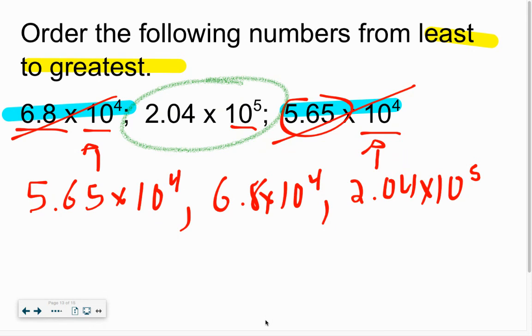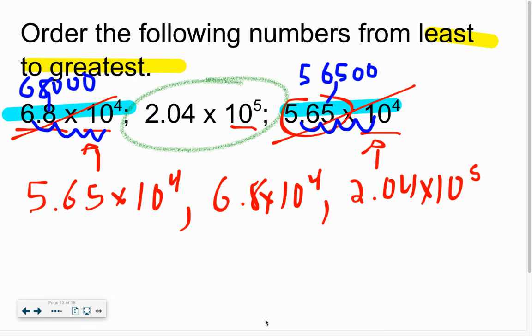That is one way to solve it. If you'd like to, you can write all those numbers in standard form. So we could have switched this and moved it 1, 2, 3, 4 times so that number would have been 68,000, which would make this number move it 1, 2, 3, 4 times, 56,500, and then move this 1, 2, 3, 4, 5 times, which makes it 204,000. Then you can order these numbers from least to greatest.